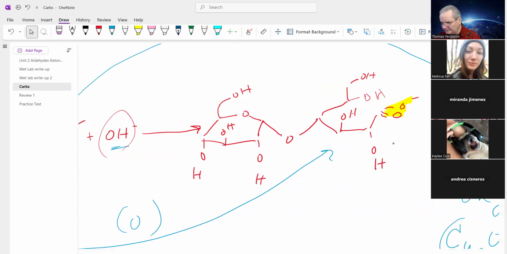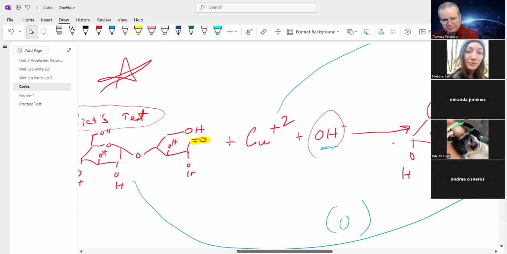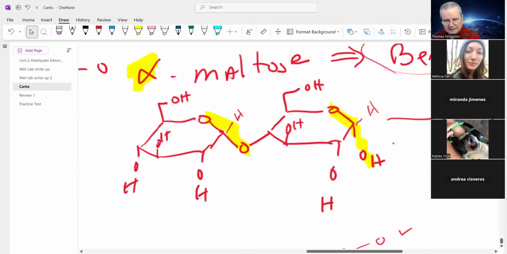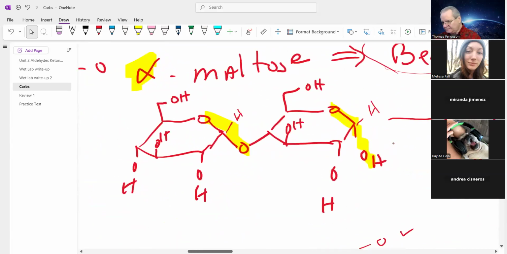I'll show you a molecule like this, and I'll say, first of all, what is it? You look at it and you go, oh, glucose, glucose. That means this is maltose. Which maltose is it? Because this OH over here in the hemiacetal is going down, it's an alpha maltose.